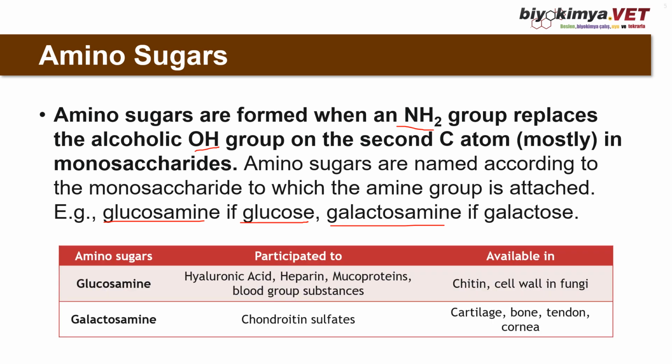Here you see glucosamine and galactosamine, which are important amino sugars that participate in the structure of heteropolysaccharides, such as hyaluronic acid, heparin, and chondroitin sulfates, which are components of cartilage, bone, tendon, chitin, and the cell wall in fungi. So they are universal.